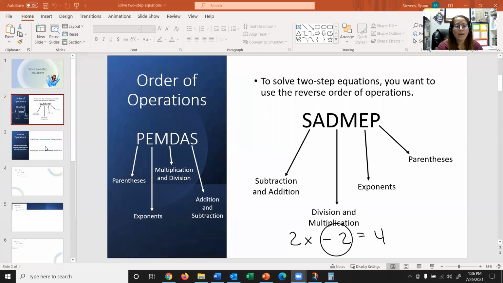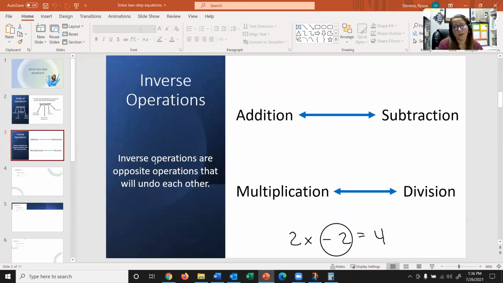Another thing we got to look at is what are inverse operations? Inverse operations are going to be any operation that is opposite of the operation that you have that will actually undo it. So for instance, if you have addition, your inverse operation is subtraction. In this case, we have subtraction. So our inverse operation is going to be to add 2 to both sides. And whatever you do to one side, you have to do to the other. And when I say one side, I mean one side of the equal sign.